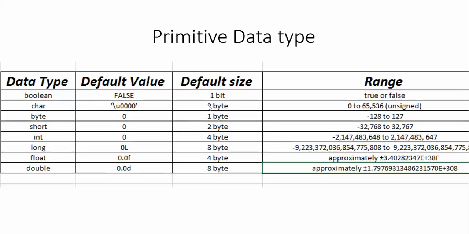Char, default size is 2 byte, and it will range from 0 to 65,536 unsigned, and default value will be this. So char will accept a single character like A, B, C, D. Like this, it will store the values. And it works on Unicode. Unicode means this char value will be same for all the language.